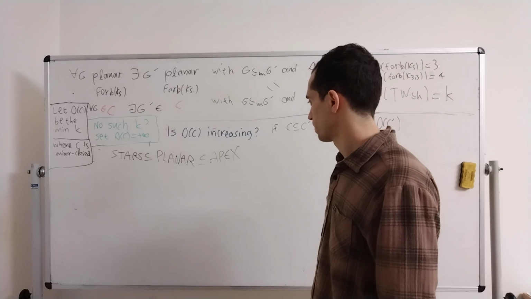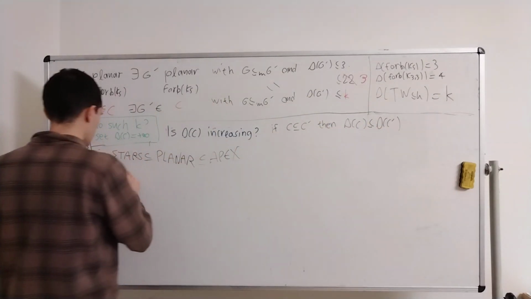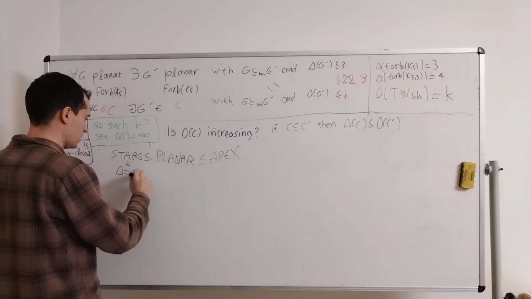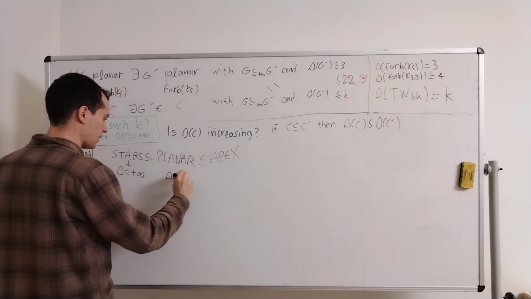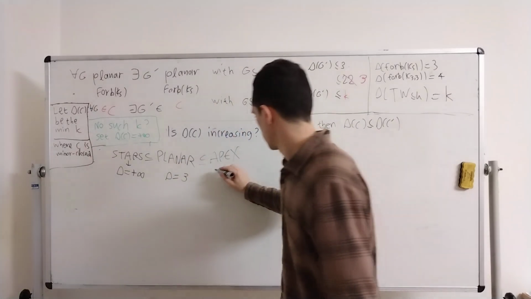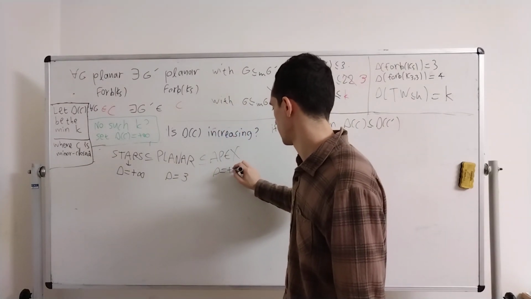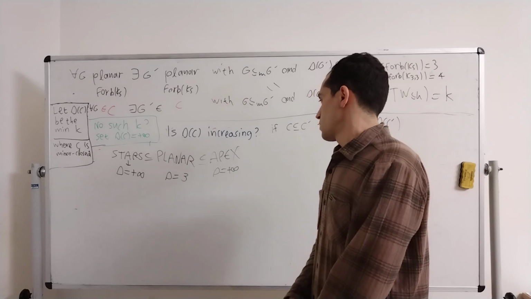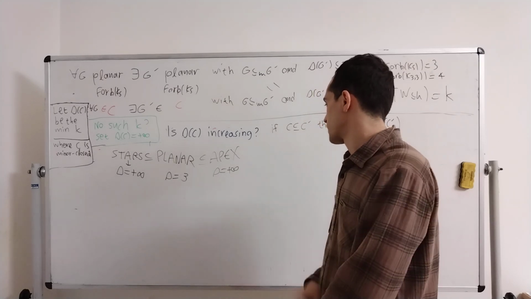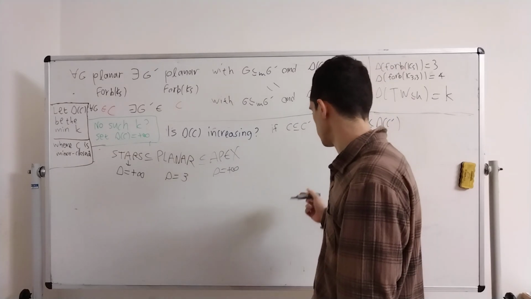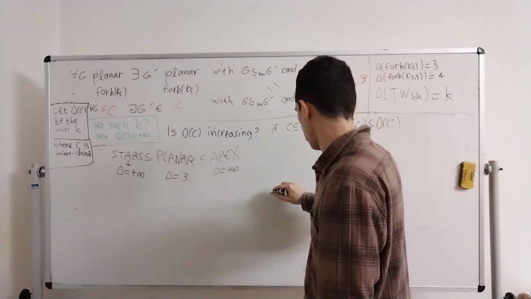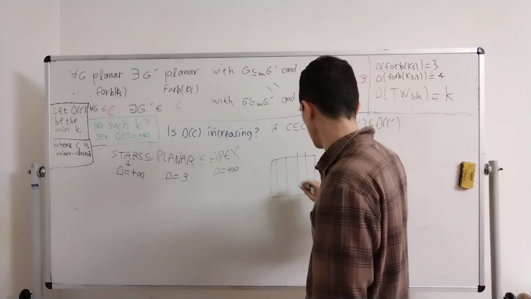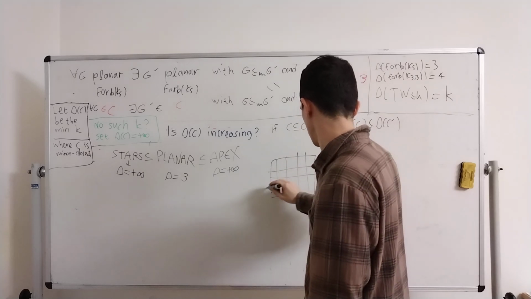But this guy has delta infinite, this guy has delta 3, and this guy has again delta infinite, right? And the way you see that apex graphs have delta infinite is that, well, every pyramid is an apex graph, right?